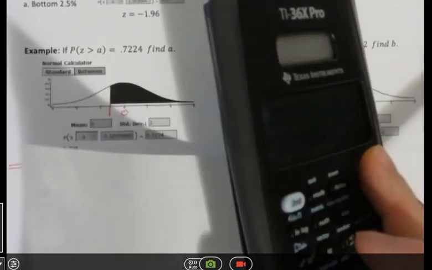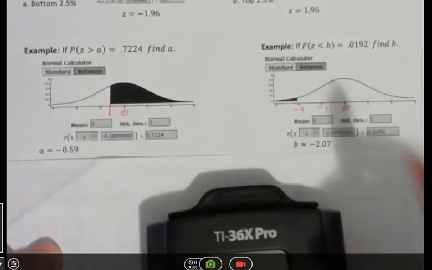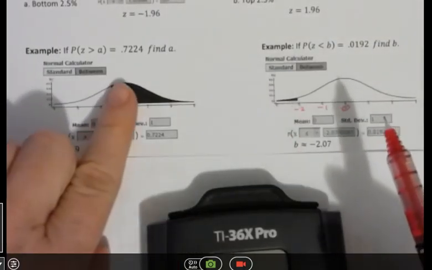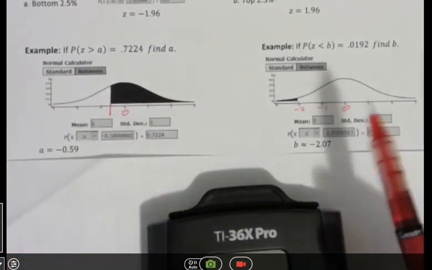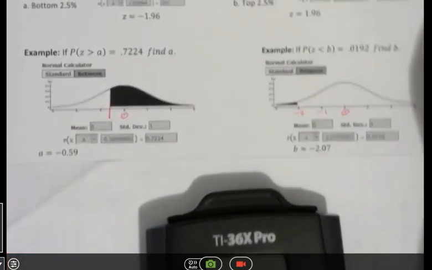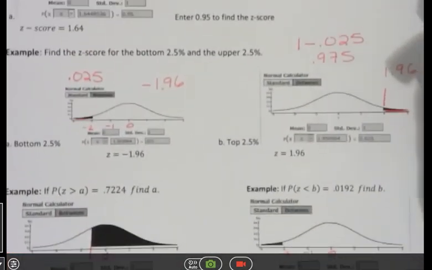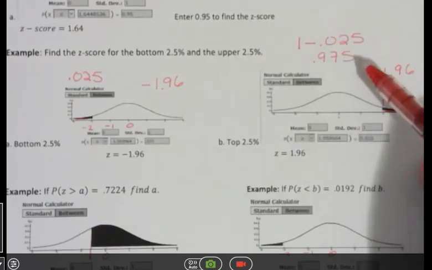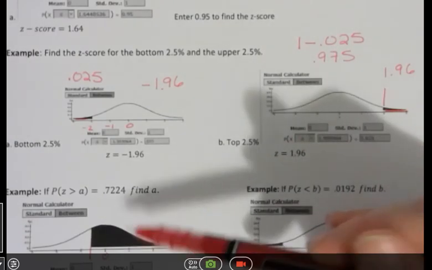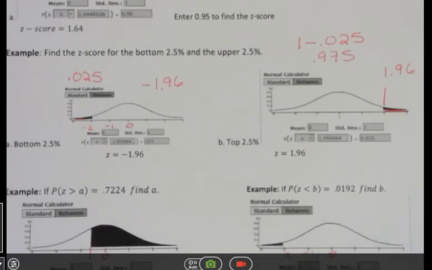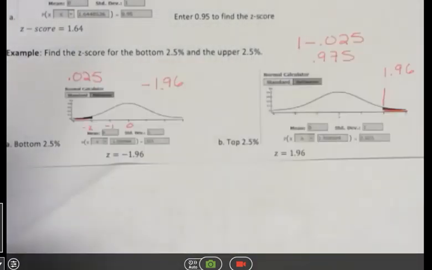So your calculator does really well with the stuff to the left. But if you're going to the right, you either need to do the subtraction like I did in the previous problem up here so that you can get the actual value, or you can do it as is, but you need to think about the signs yourself so that you're getting those signs correct.